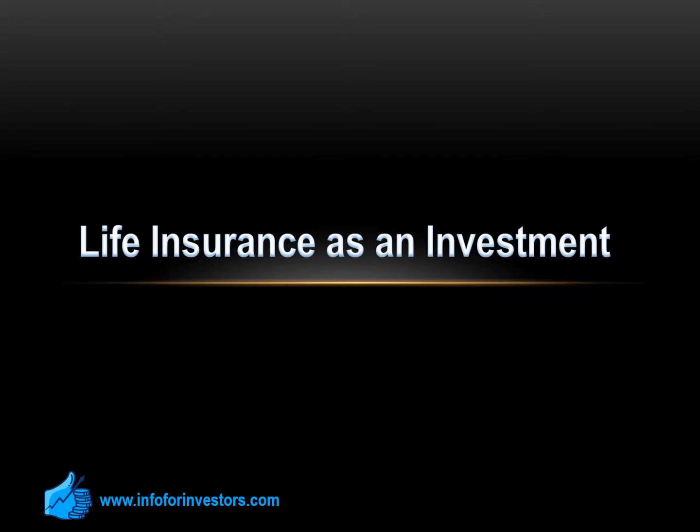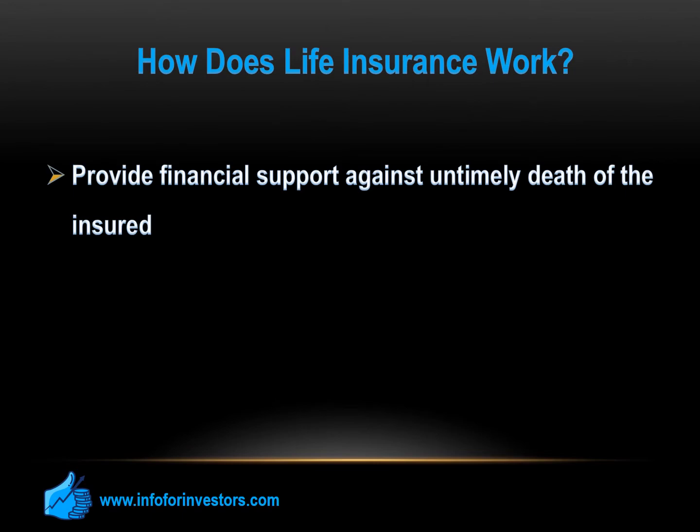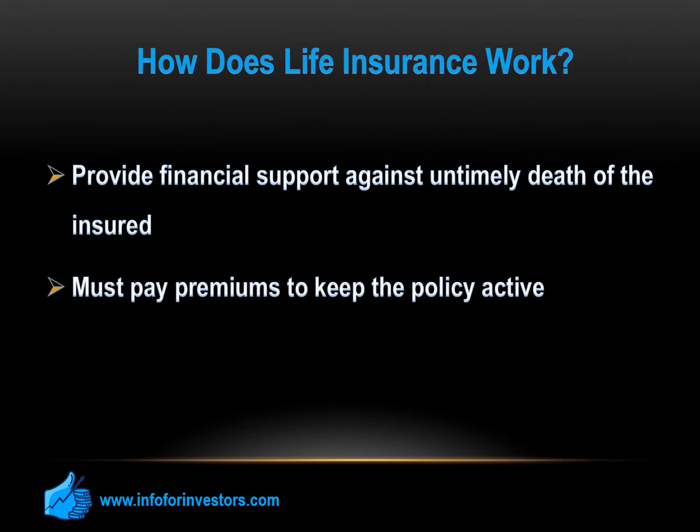How does life insurance work? The idea of life insurance is to provide financial support against the untimely death of the insured. They, on the other hand, must pay premiums so that the policy remains active. There are two main types of life insurance. The first type is term life insurance. As its name suggests, this cover offers protection against death of the insured for a certain period of time, called term. The term is usually between 10 and 30 years. Usually they're the cheaper option.